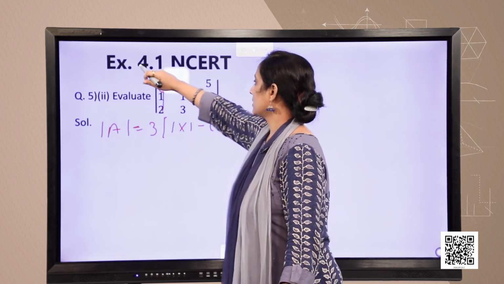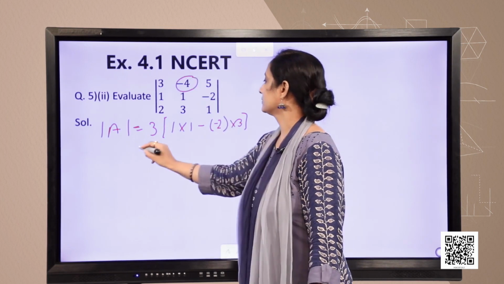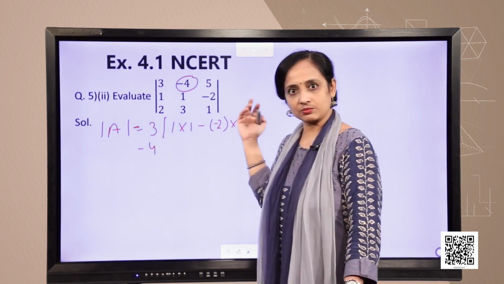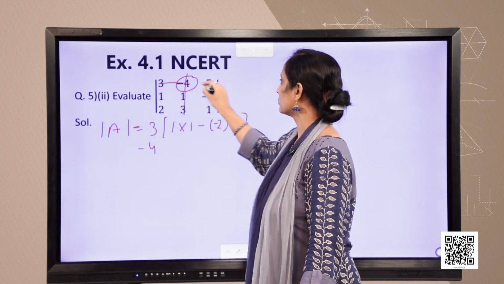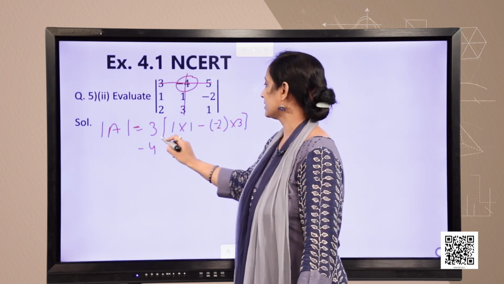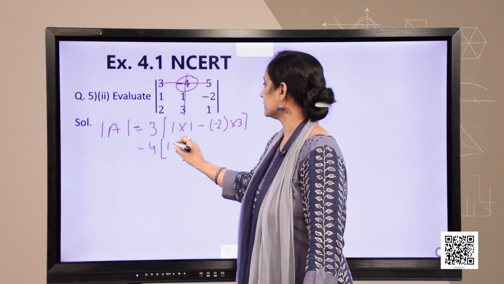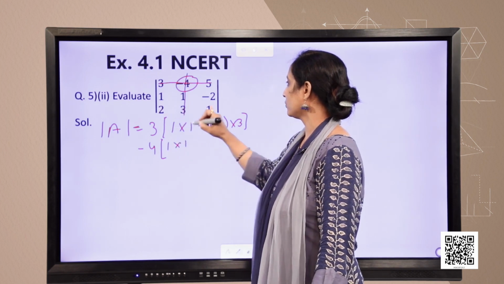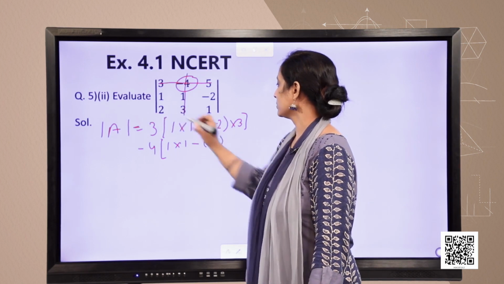Then we will take the second element minus 4. I will write it here. This may be written in the same line. So, delete this column and this row where this element minus 4 has been placed and solve the remaining 4 elements as second order determinant. This becomes 1 into 1 minus minus 2 into 2.